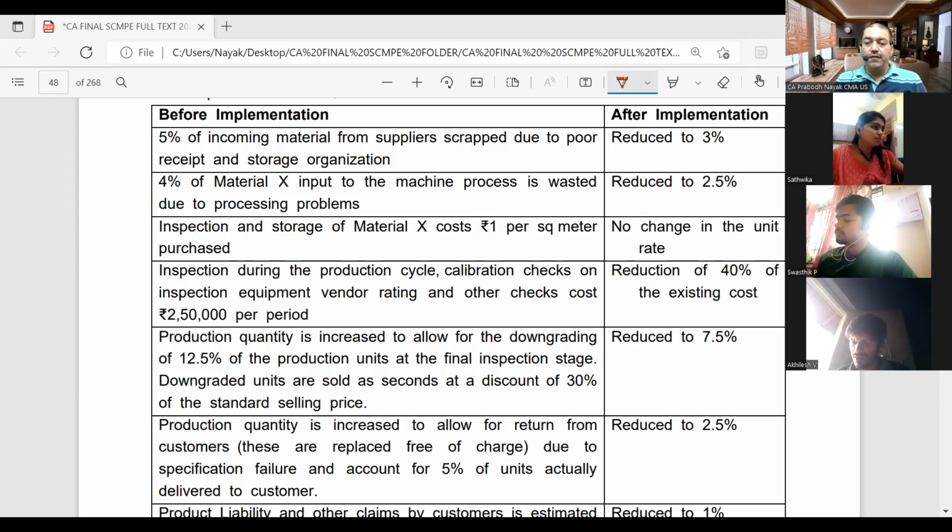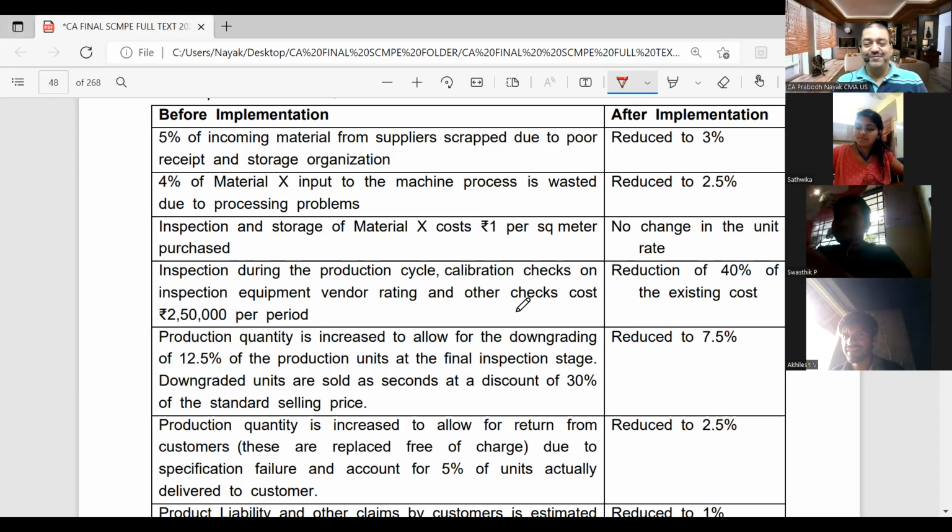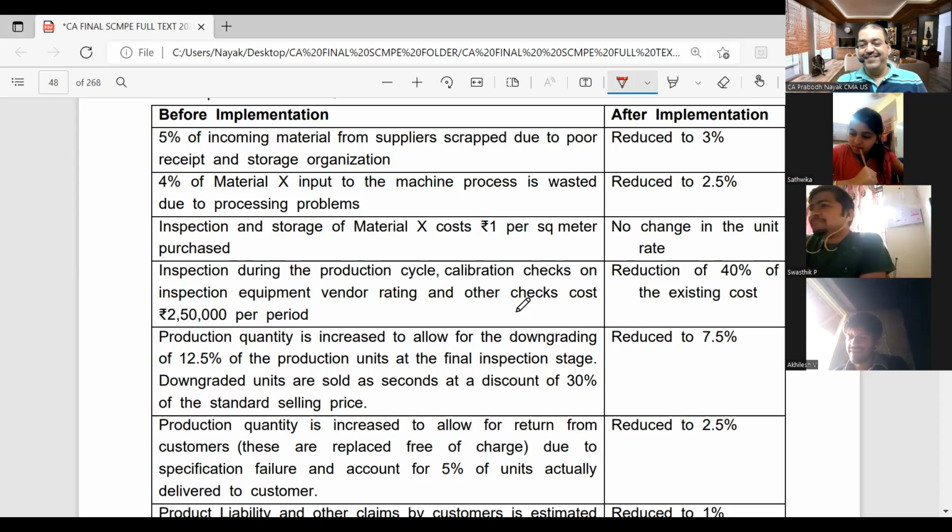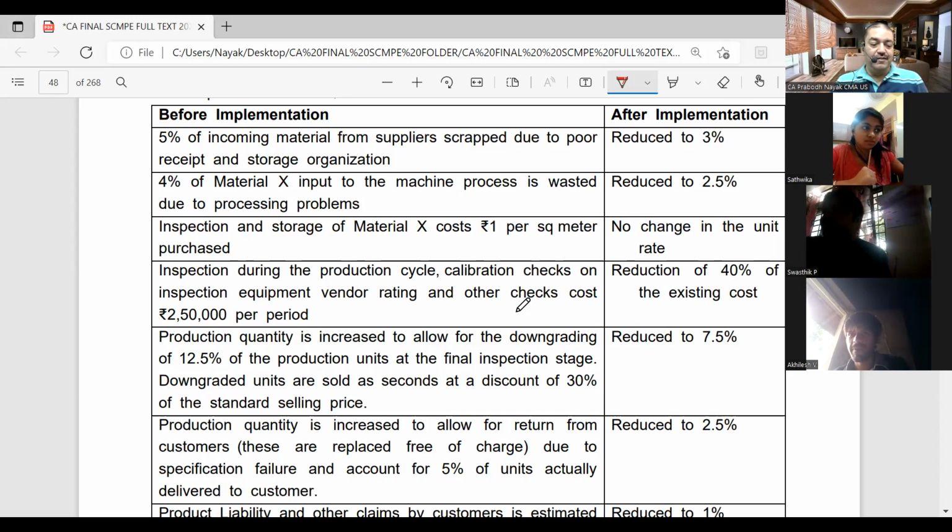Yes, Swastik, tell me the answer. For one calculation, if you take 15 minutes, 3 hours will complete only 2 case studies. Tell me what you have calculated.